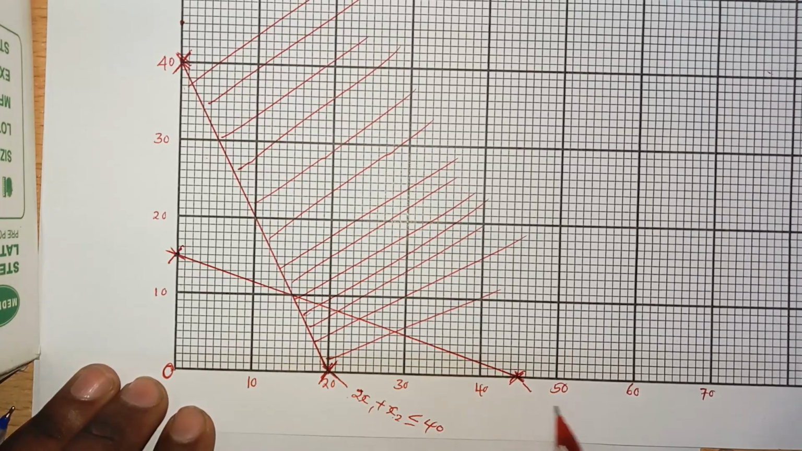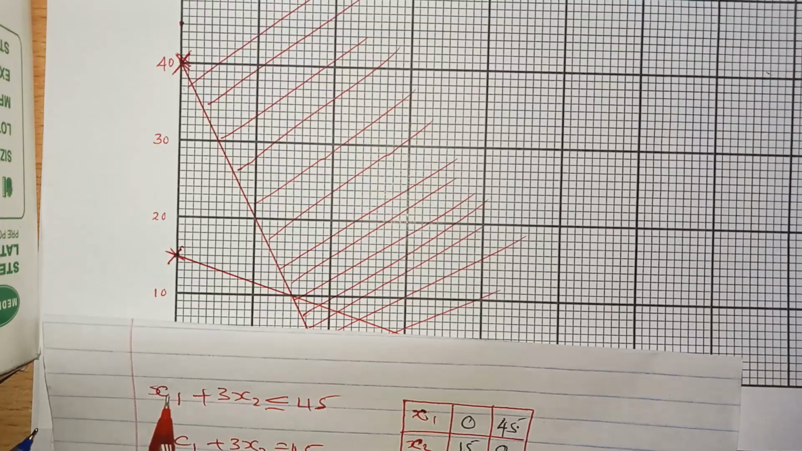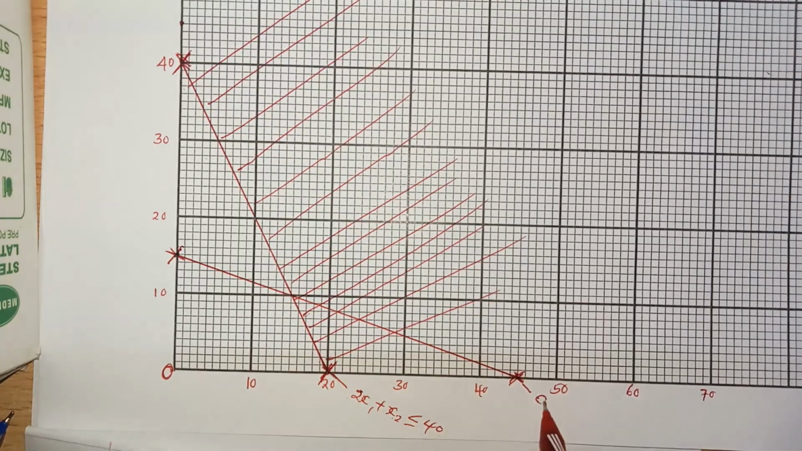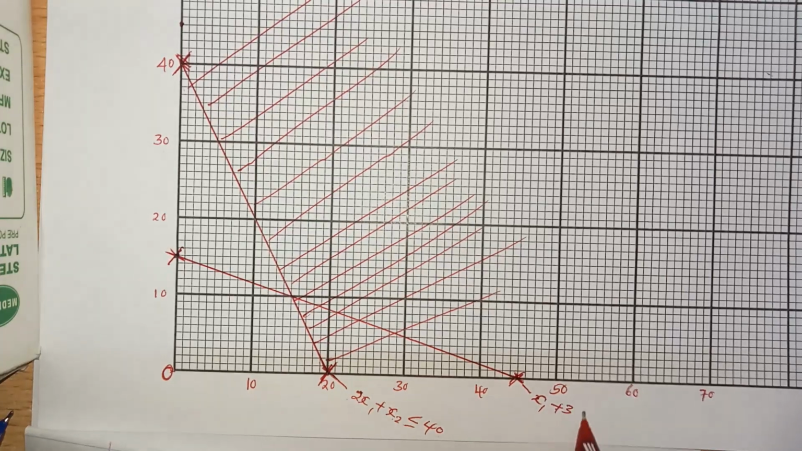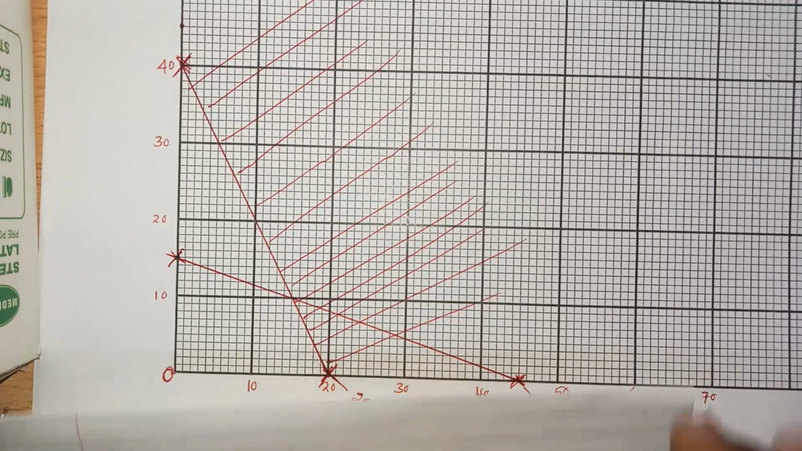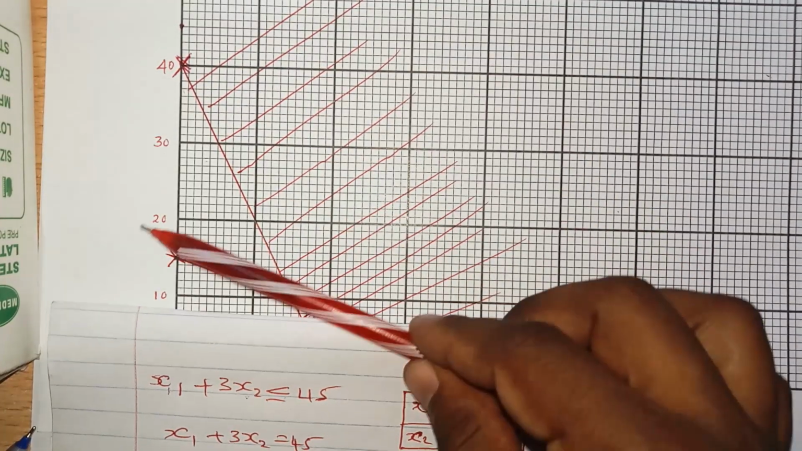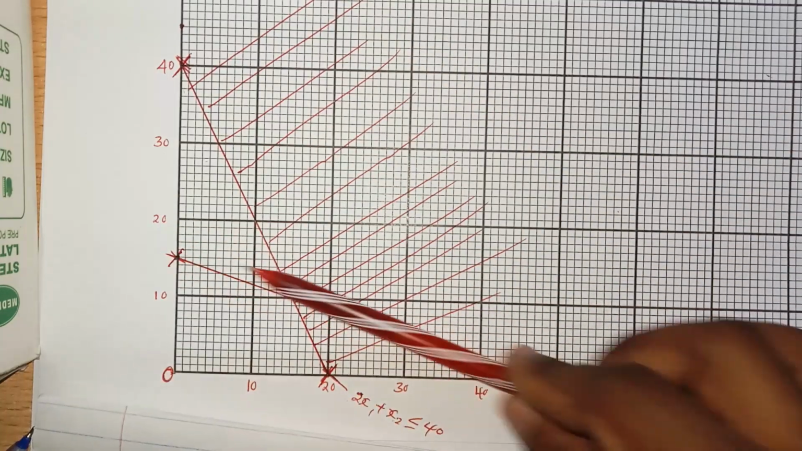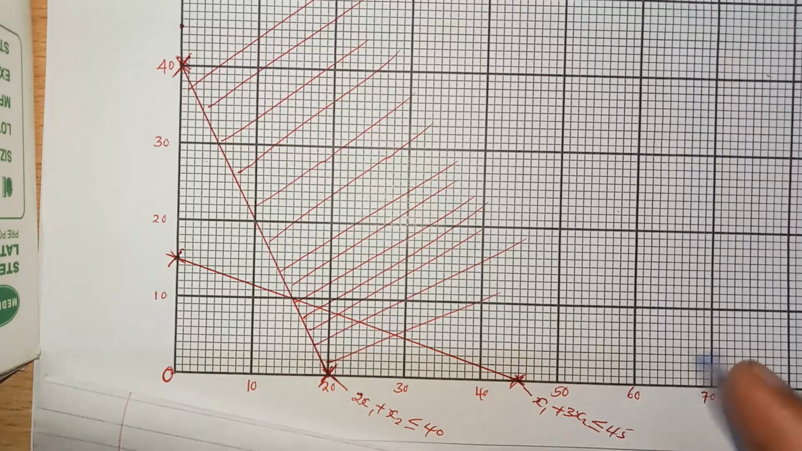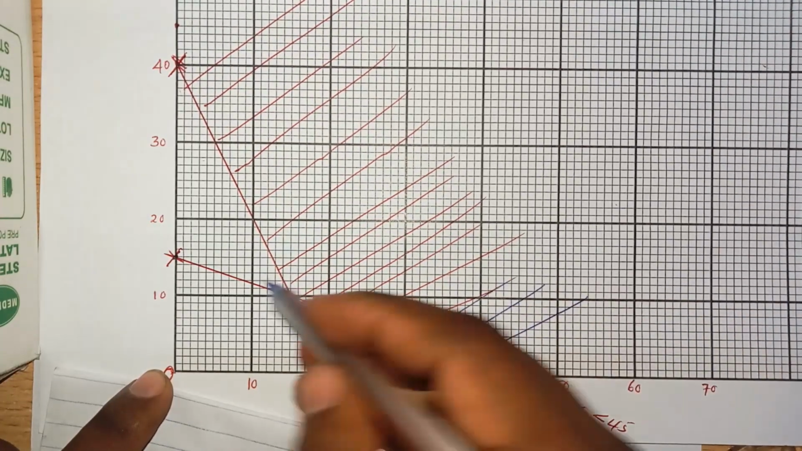And this is the curve for the second constraint. And the second constraint is x1 plus 3x2 less than or equal to 45. And because it is less than or equal to, meaning any other point that is above this curve is supposed to be the unwanted region in this particular case. So this one is going to be an unwanted region.